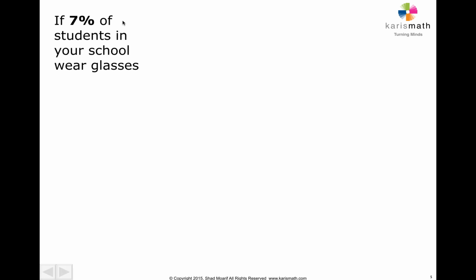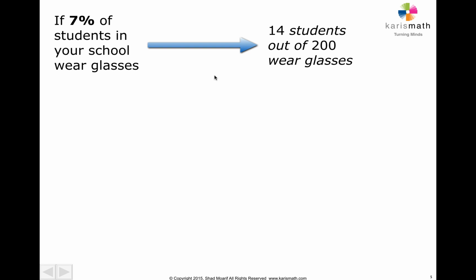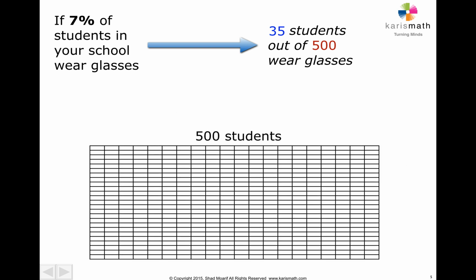So when we say 7% of students in your school wear glasses, if there were 200 students, how many would wear glasses? If there were 100 students, 7 of them wear glasses. Now, if there were 200 students, that'd be 14, right? Absolutely. What if there were 300 students? Add 7 more. That's 21 students. What if there were 400 students? Add 7 more for every 100, so that's 28 students, and so on. So you get the idea. For 500 students, there'd be 35 students, like that. That's all 500 students there, and 35 of them wear glasses, shown right there.